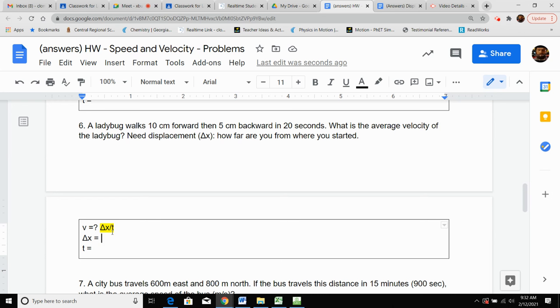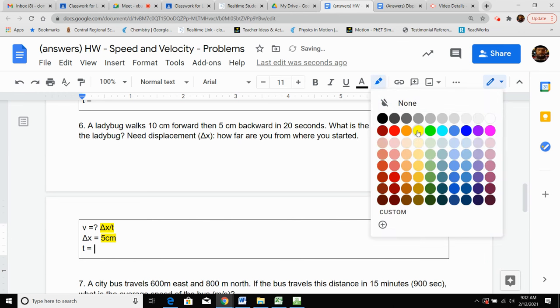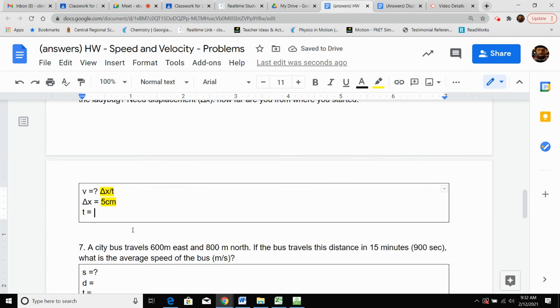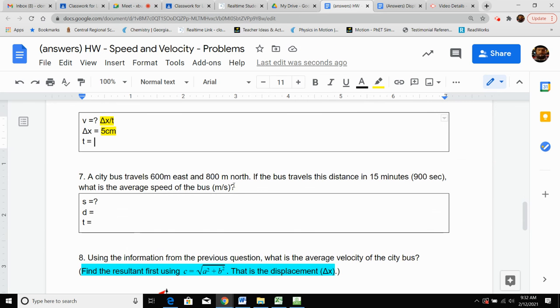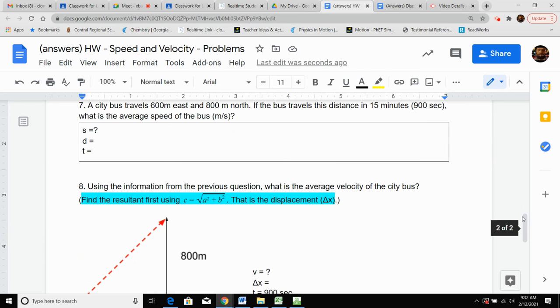Now, if they said you walked 5 centimeters forward and then 10 centimeters backward, then you would have a displacement of -5. But we have 5 centimeters as our displacement. All right, and you know the time, and then you guys can solve that. And then, so number 8.